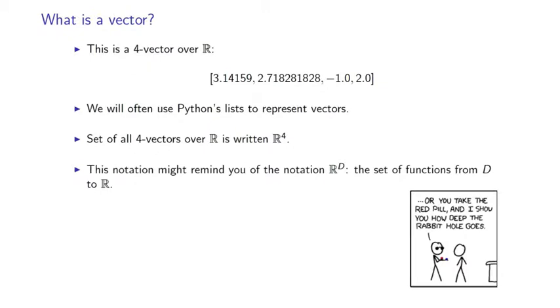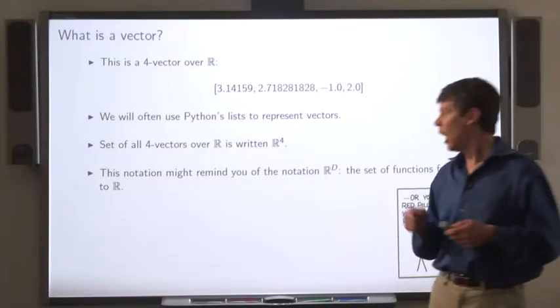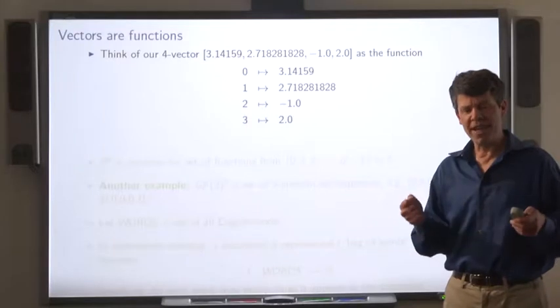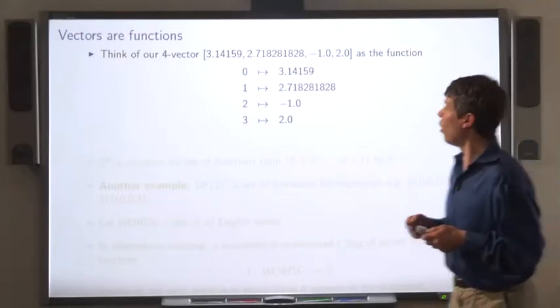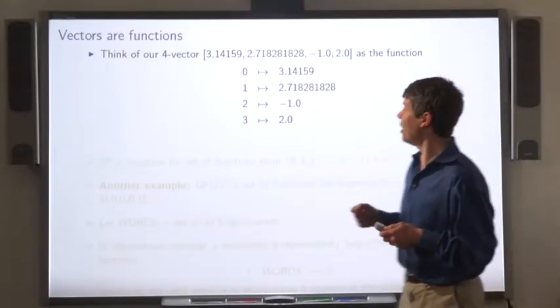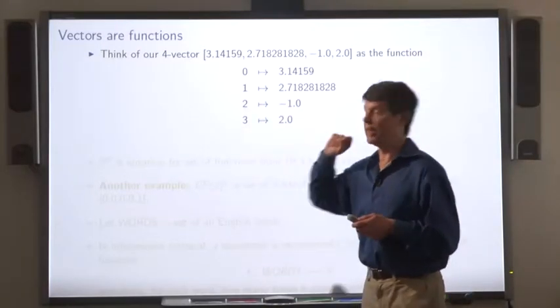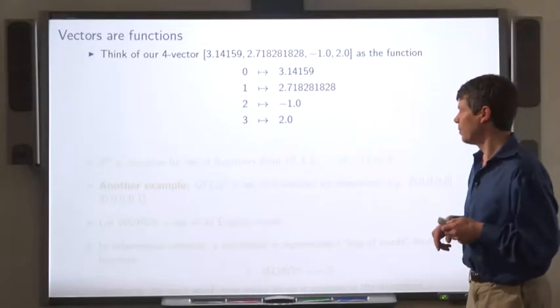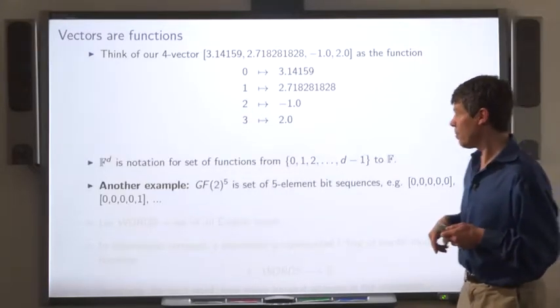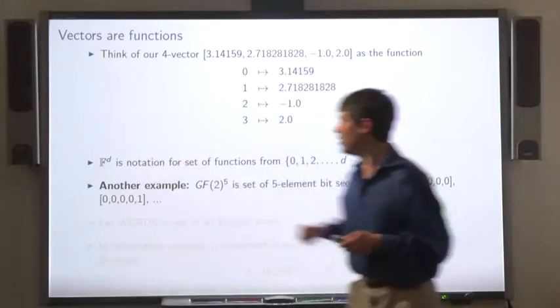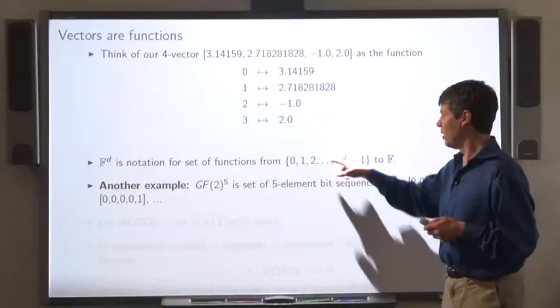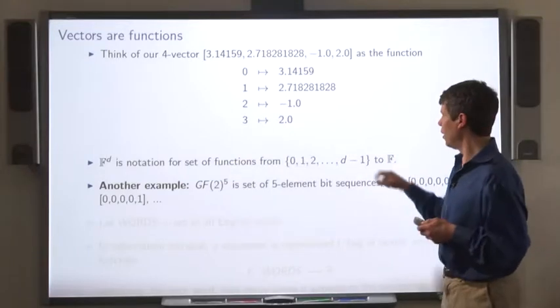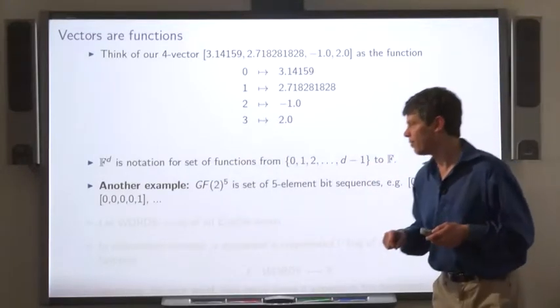This notation might remind you of the notation R to the D, the set of functions from D to R. And in fact, I want us to think about vectors as functions. So our 4-vector you might think of as a function from 0, 1, 2, 3 to the real numbers. F to the D is notation for the set of functions from 0 through D minus 1 to F.